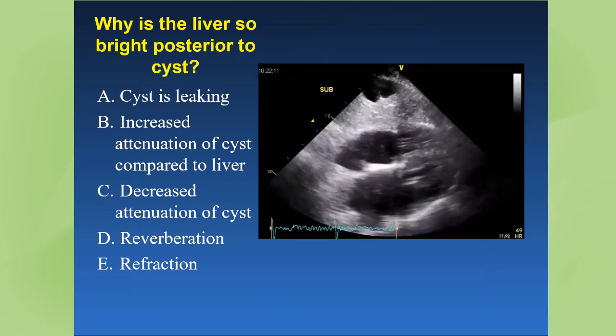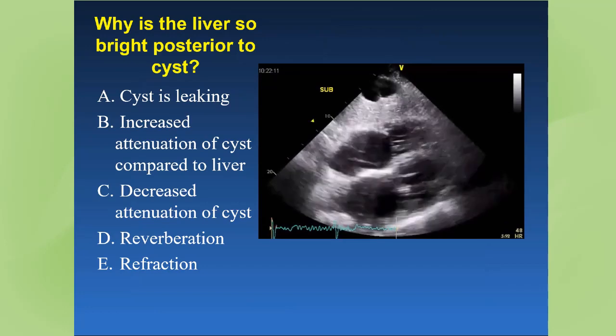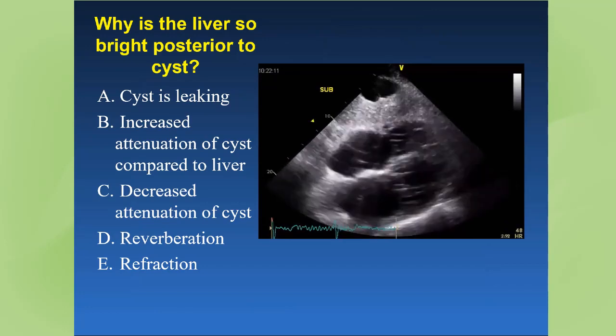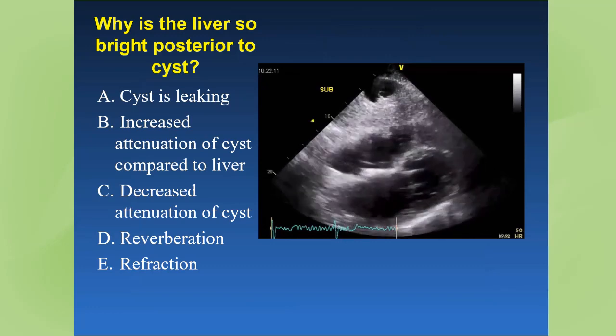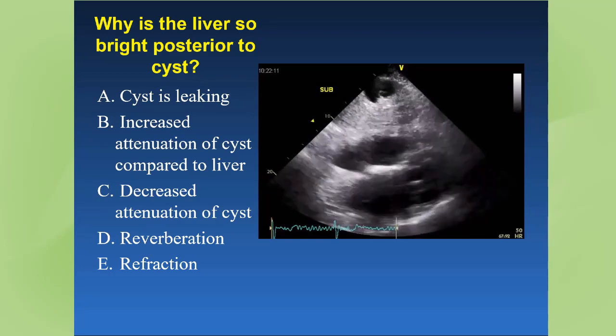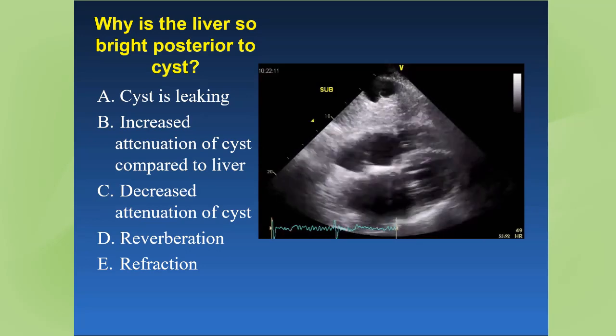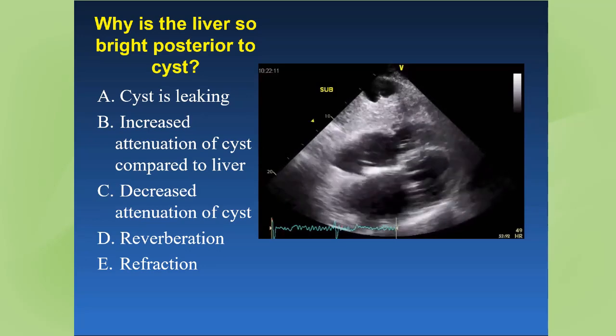With those ideas in mind, let's look at this image. This is a subcostal view with a hepatic cyst at the top and then the liver, and then before it gets to the right heart structures. So we see this bright area that's posterior to the cyst. And on the left and right side of the cyst, it's just a more normal looking liver that's not as bright. So the question is, why is the liver so bright posterior to the cyst?